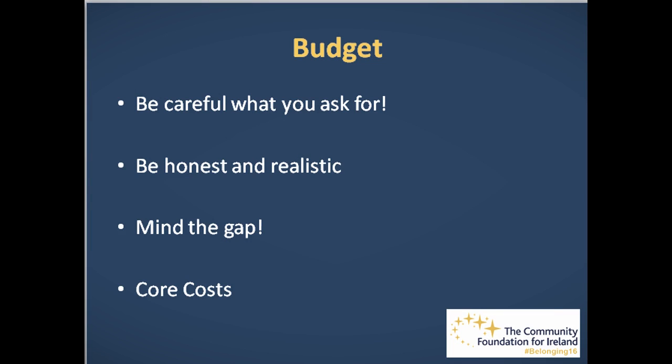I will now look more closely at a section that many applicants find tricky: the budget. Within this section, there are some key things to look out for. Number 1, be careful what you ask for. Often we receive very strong proposals for very worthwhile projects, but when our assessors examine the budget more closely, the costs listed are not direct project costs.